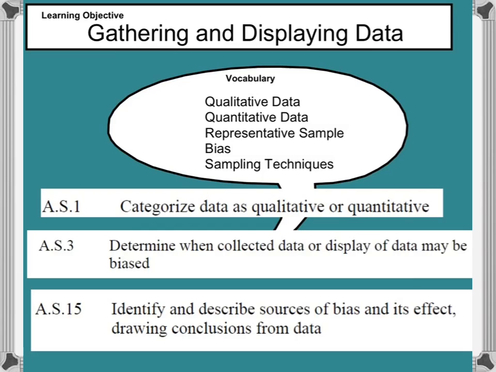In our vocabulary are qualitative and quantitative data, representative sample, bias, and sampling techniques. And this covers the learning objectives. These are all the statistics objectives in the integrated algebra topic. Categorize data as qualitative or quantitative. Determine when collected data or display of data may be biased. And identify and describe sources of bias and its effect, drawing conclusions from the data.